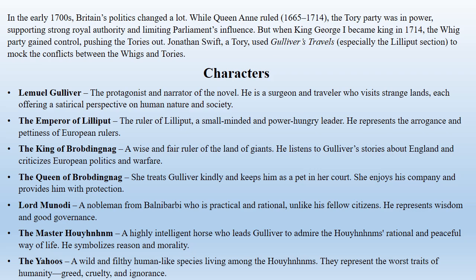The master Houyhnhnm, a highly intelligent horse, leads Gulliver to admire the Houyhnhnms' rational and peaceful way of life. He symbolizes reason and morality. The Yahoos are a wild and filthy human-like species living among the Houyhnhnms. They represent the worst traits of humanity: greed, cruelty, and ignorance.